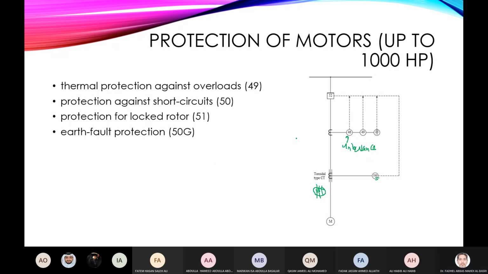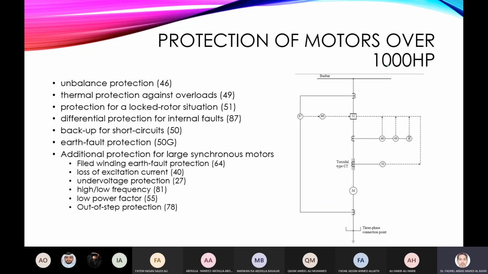Now, this is a larger motor, so more protection is required. For more than 1000, you need additional protection, a differential protection. In addition to the previous ones, you add a differential protection.